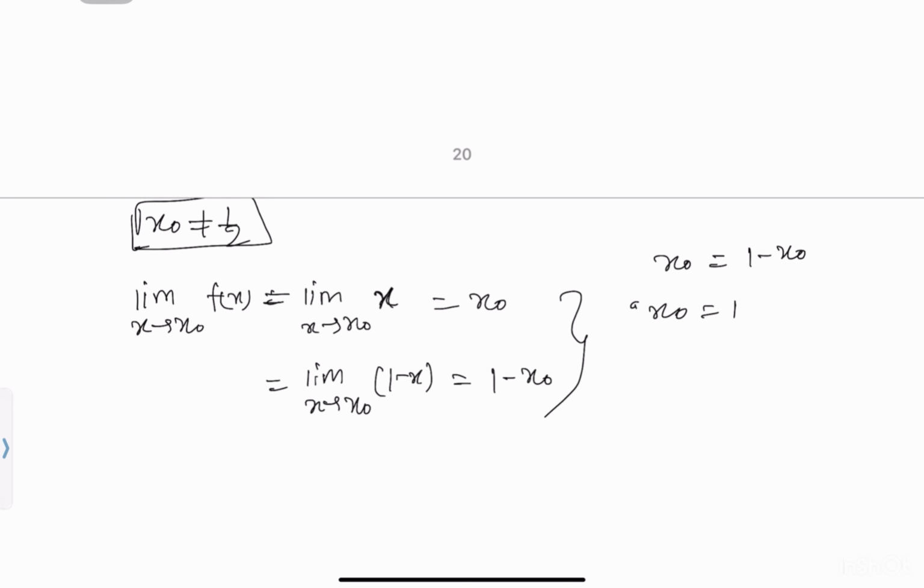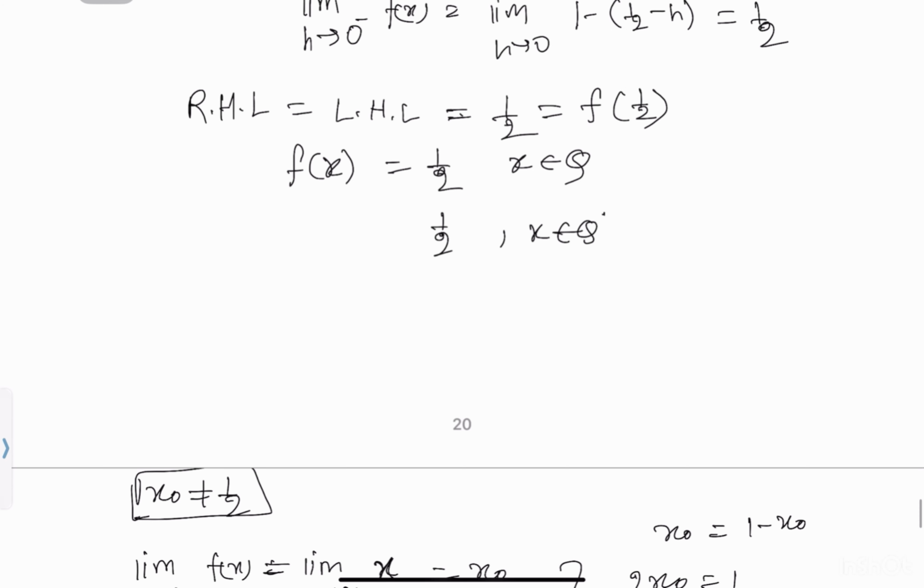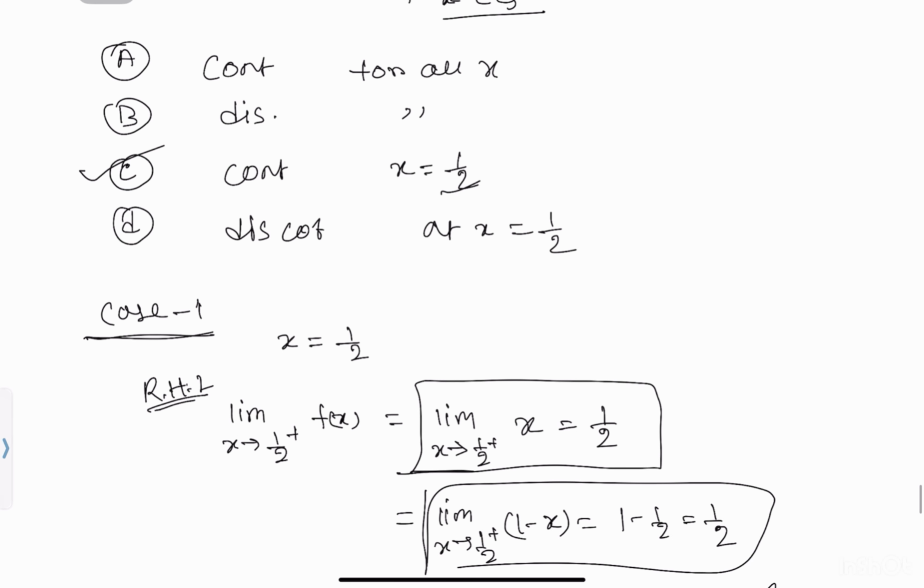This is 2x naught equal to 1. x naught equal to 1 by 2. But we already said that this is not equal to half. Again it came to 1 by 2. So except x equal to 1 by 2, every other point should be a discontinuity point of that function. Okay, that's why option C is the correct option.